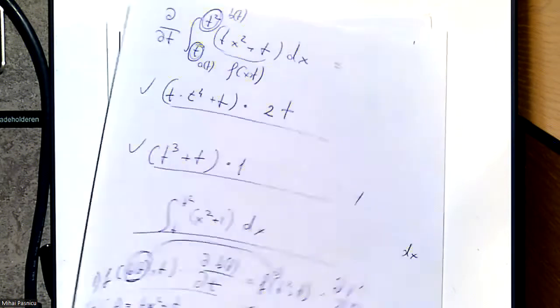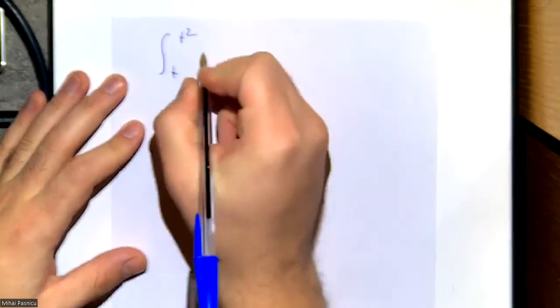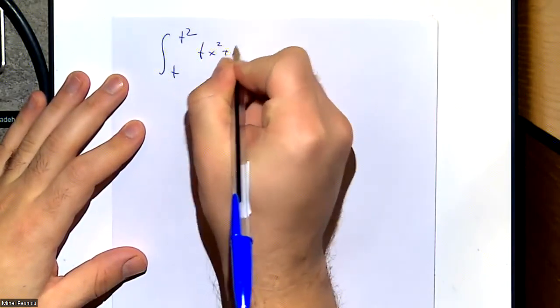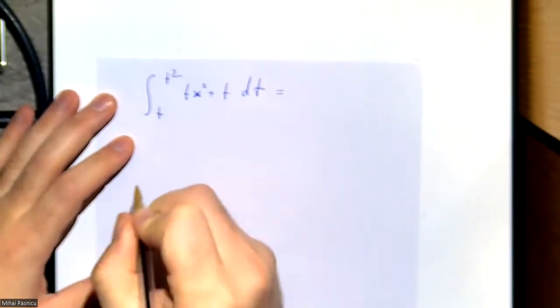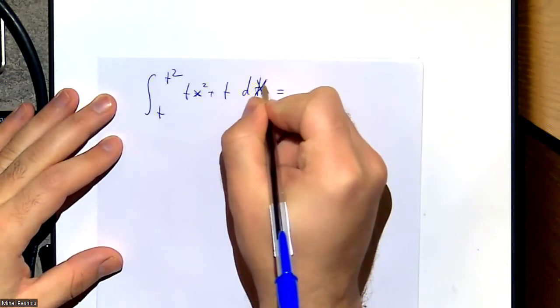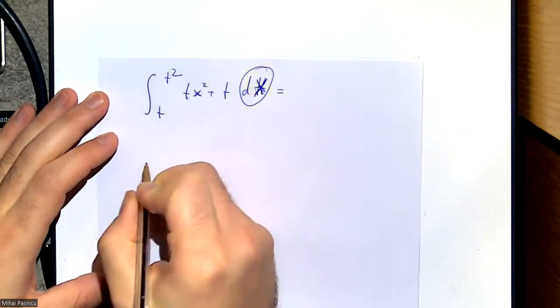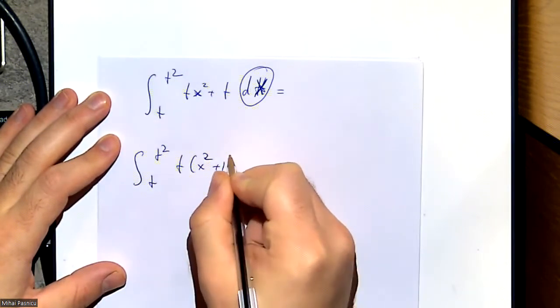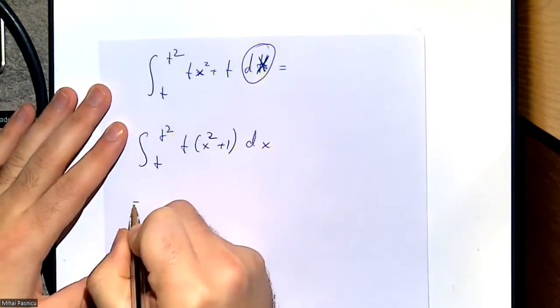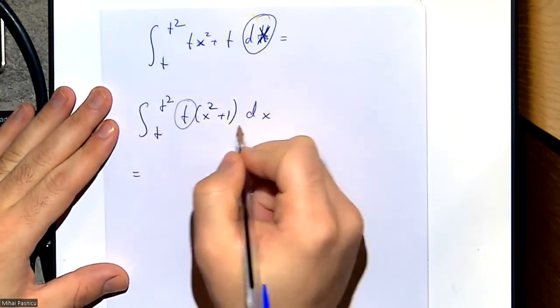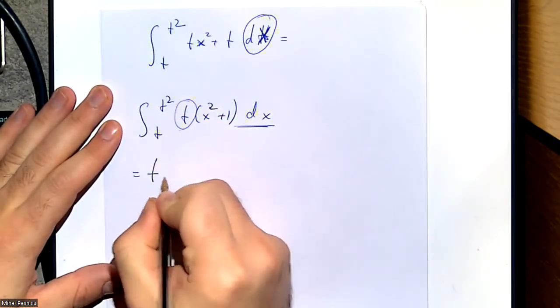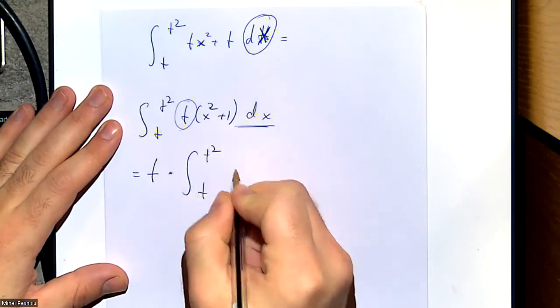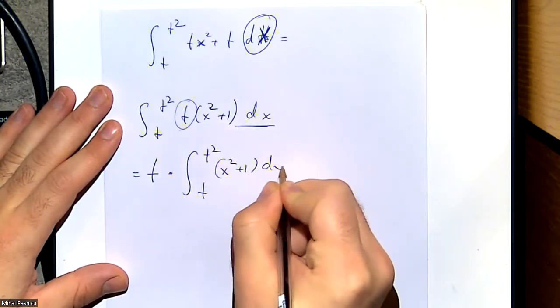So let's just do that. What's the integral from t to t squared of (t x squared + t) dx? Again, really important, dx. This is just the integral from t to t squared of t(x squared + 1) dx, which is equal to t, a constant in dx. dx is the variable, t is a constant here. So I put it out in front: t times the integral from t to t squared of (x squared + 1) dx, and you guys should know this.